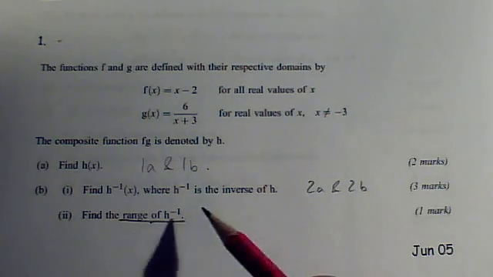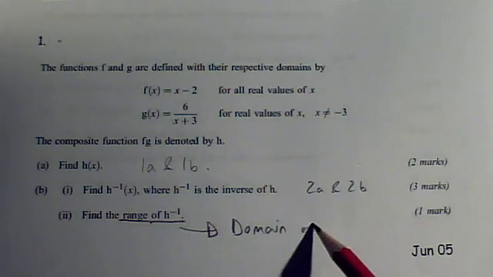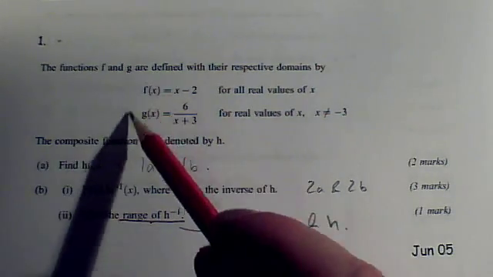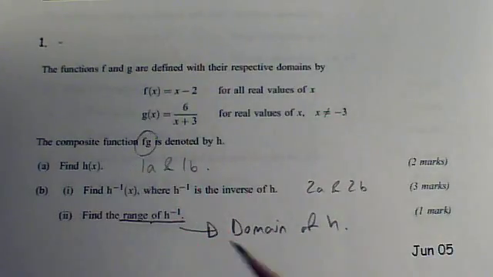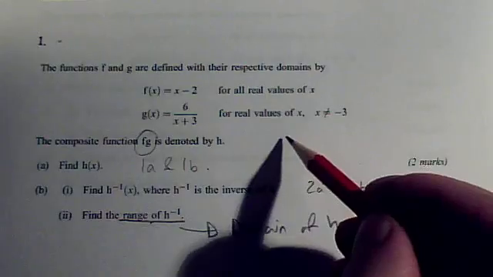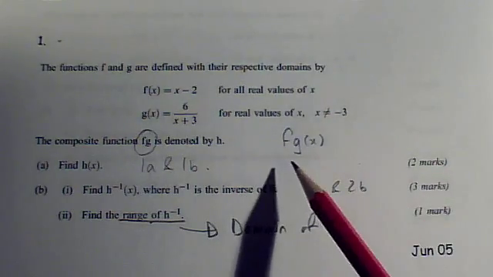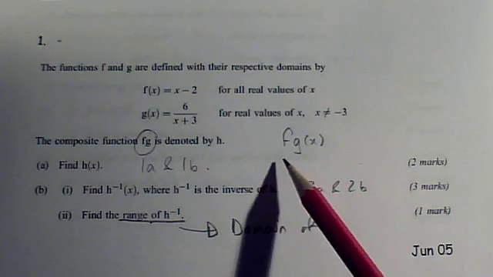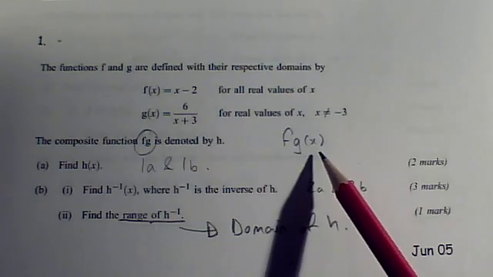Okay, but as we said, you need to get the domain of h. Unfortunately, that's not one of the original functions given. H is the function fg. So you really need to think about what fg of x means and decide which of f and g is the first that actually gets to operate on x.